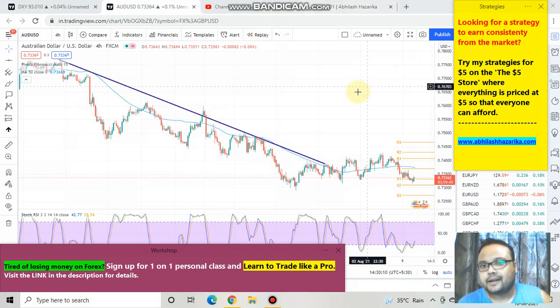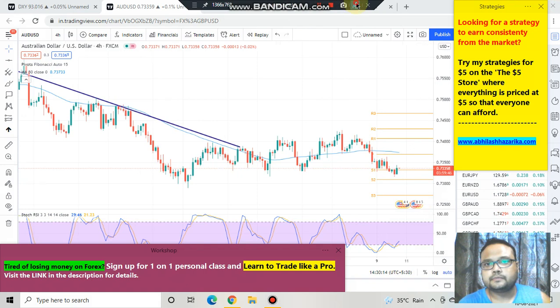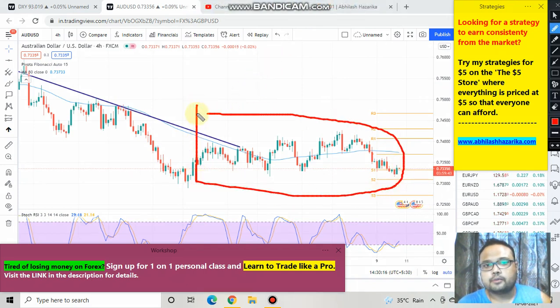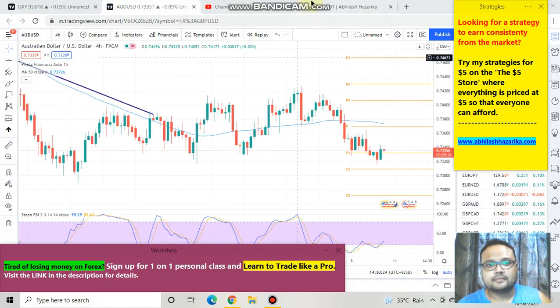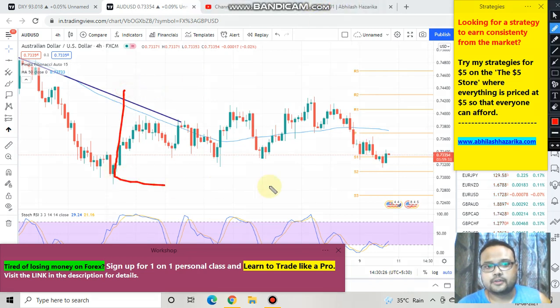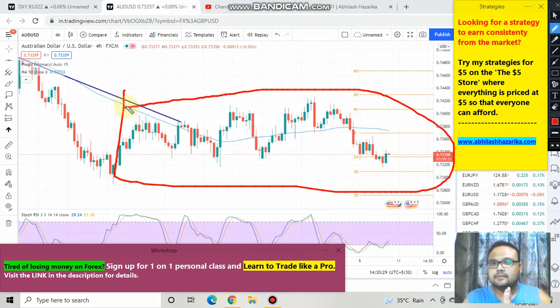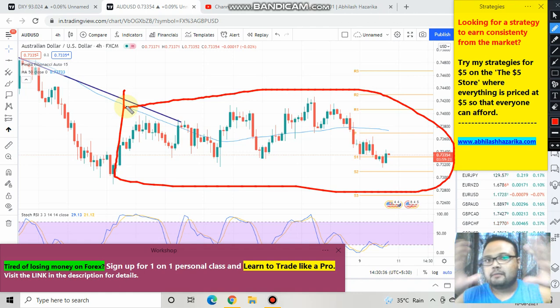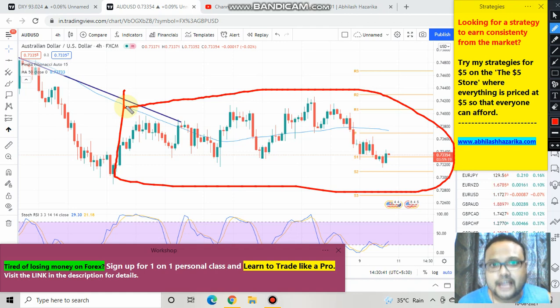But if I ask you to just focus on this particular portion of the chart, do you still think that this market is in downtrend? No, this market is not in downtrend right now. Overall, the trend of the market may be towards the downside, but right now the market is sideways. Overall trend is down, but the current trend is sideways.